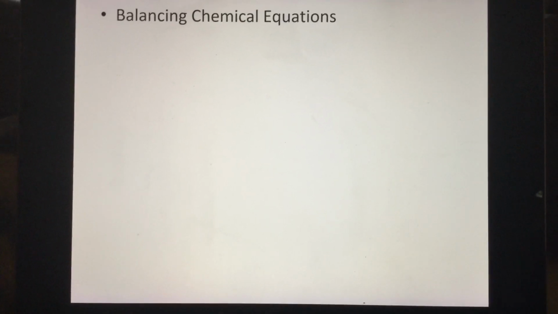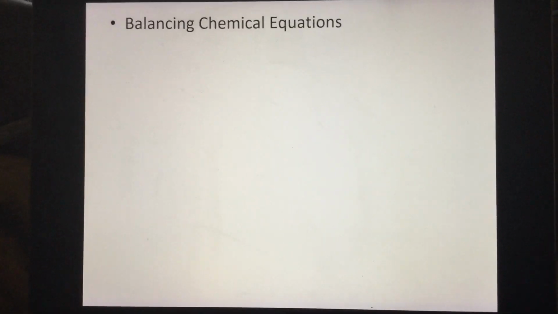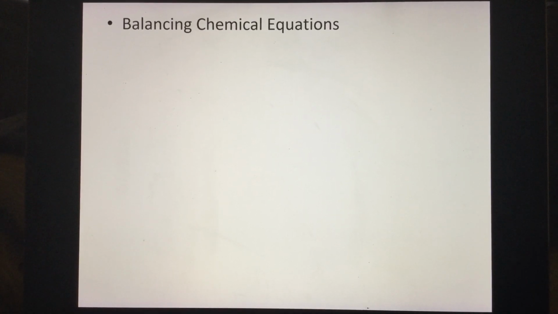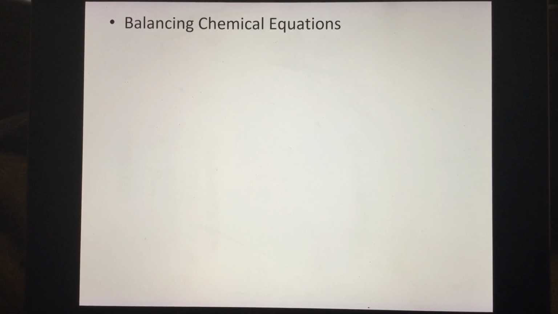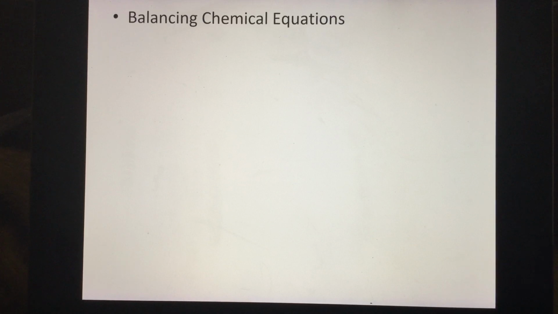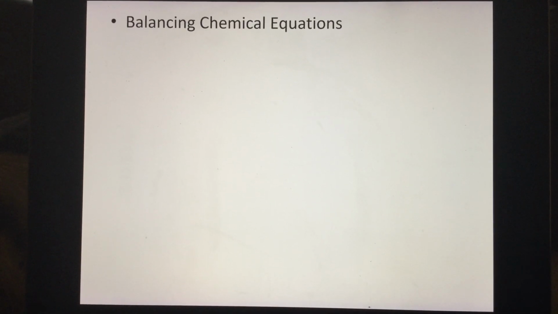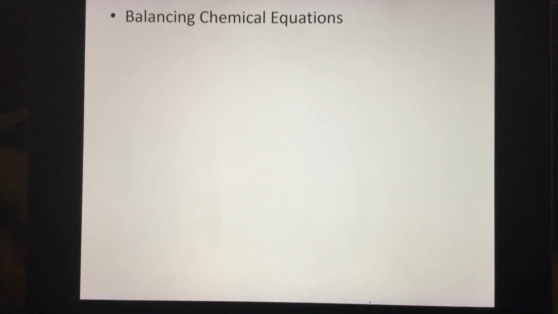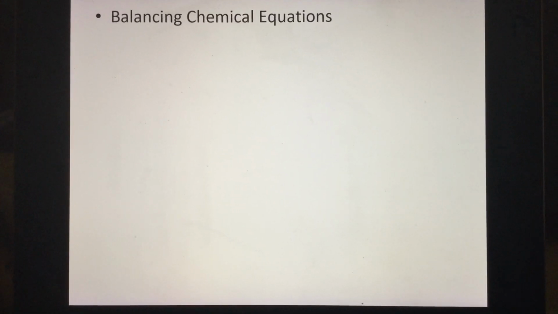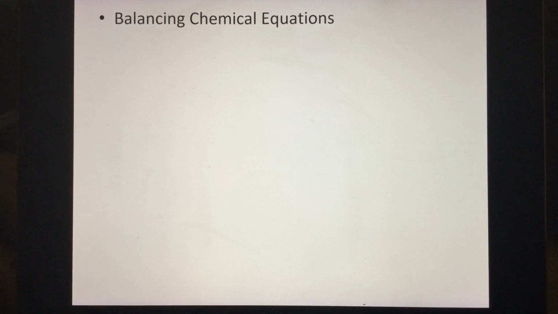Now, I know you've talked about this before in biology and even in middle school science, and those science teachers may have given you different ways to balance the equations, and that's fine. There's lots of different ways you can go about balancing these equations. I'm going to show you the order that I go in that I think makes it as easy as possible. So you're welcome.